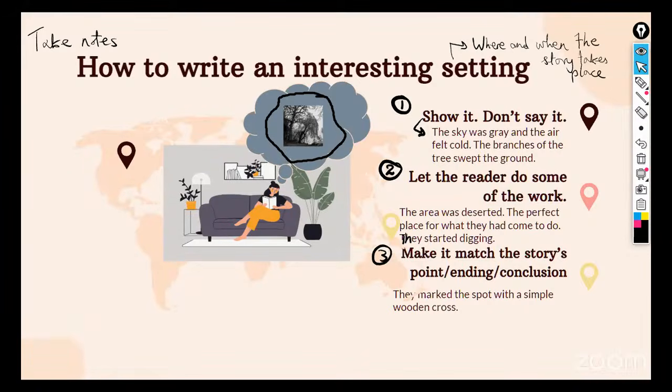All right, so I'm giving you a few minutes to note the points and the examples.